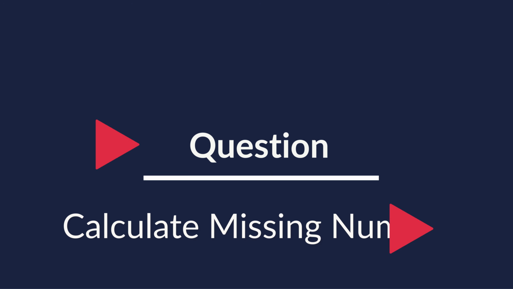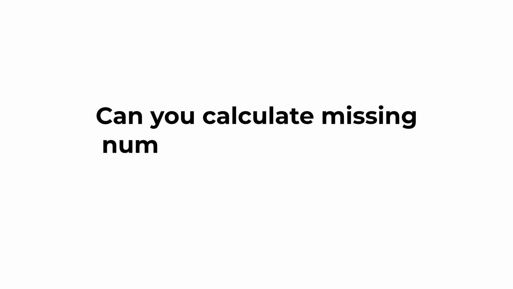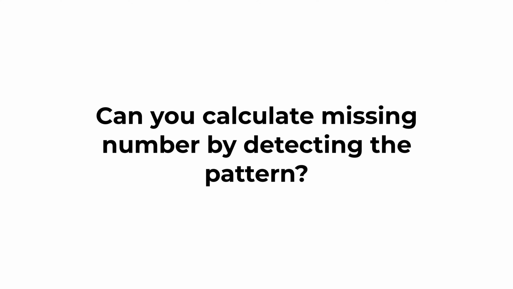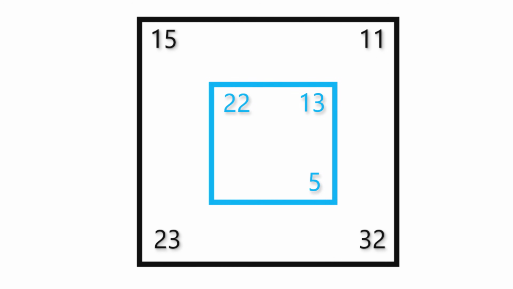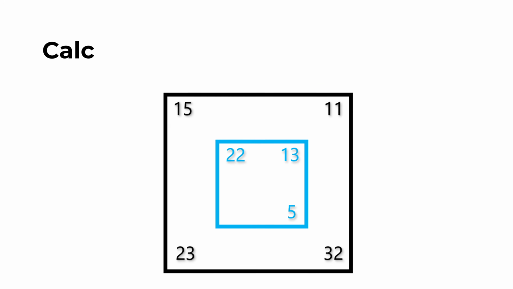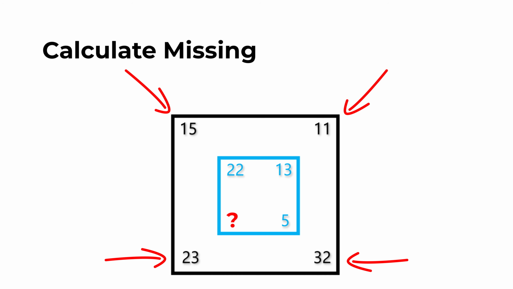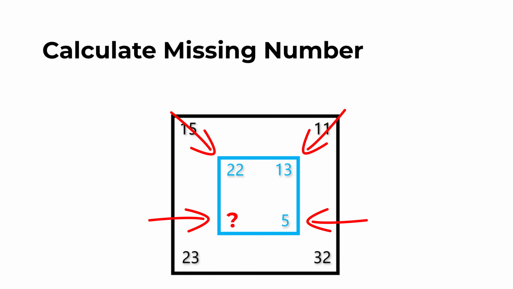This is a very interesting question which requires you to do calculations based on the pattern that you need to detect. You're presented with two squares. A small square is located inside the larger square. There are numbers in all corners of the larger square as well as in all corners of the smaller square.